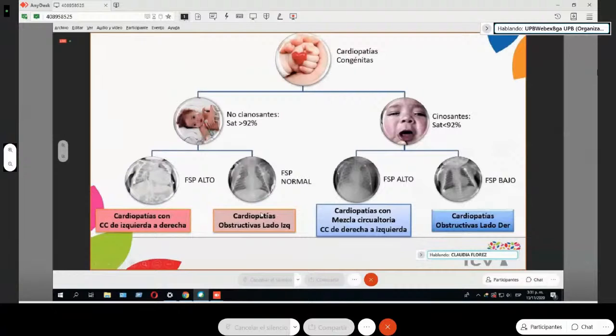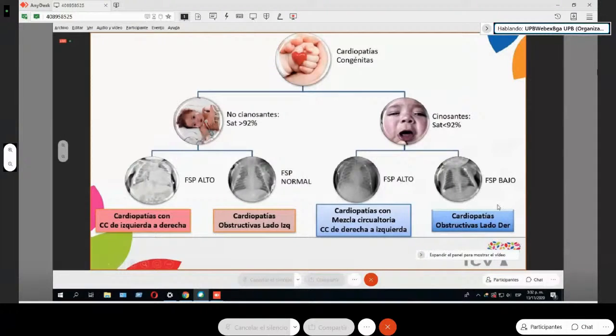Pink with normal pulmonary flow, that is to say, there is an obstruction from the left side outlet to the rest of the body, and pathologies which are cyanotic with high pulmonary flow, which include circulatory flow with short circuit right to left or obstructive on the right side. Well, short circuit from left to right.